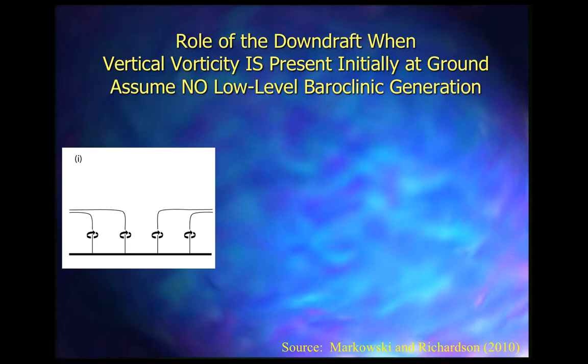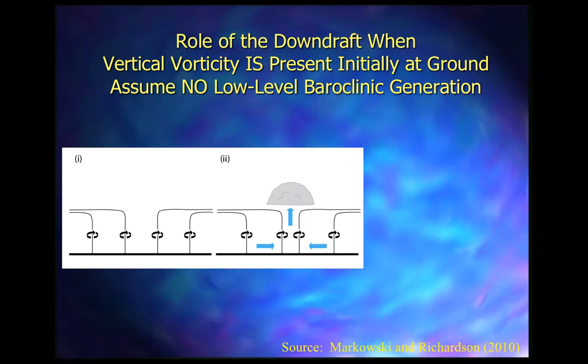Let's take a look at the role of the downdraft when vertical vorticity is present initially at ground. You say, well, how could vorticity be present initially at the ground? Well, it can be. There can be cases where, for example, you have convergence lines or whatever, that there is vertical vorticity. Of course, it's always present at the ground in the form of the Coriolis force, but it's much weaker than just due to, say, for example, a convergence line that is sitting there from a previous day's storm or something like that. So suppose that we have no low-level baroclinic generation, no gust front, no nothing. Let's assume that we have vorticity present at the ground.